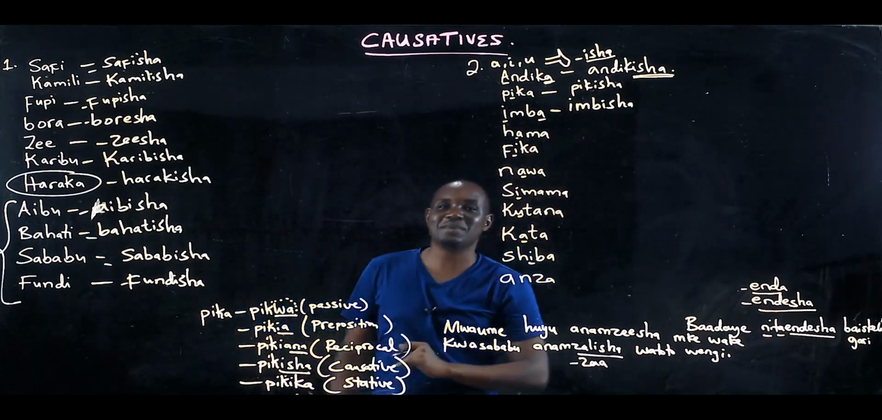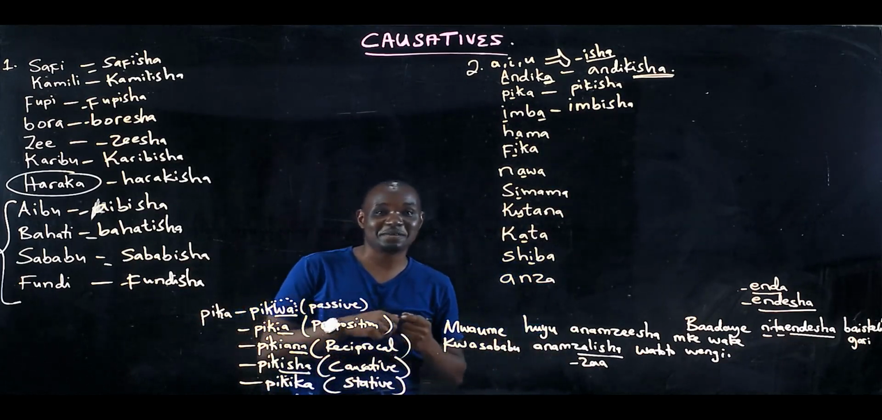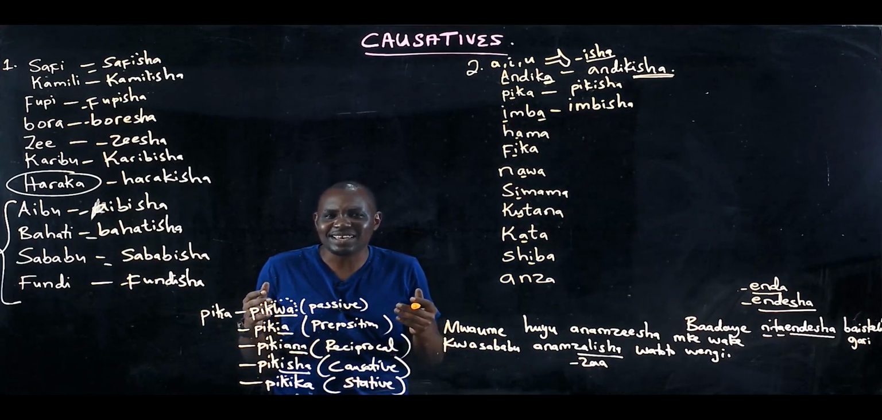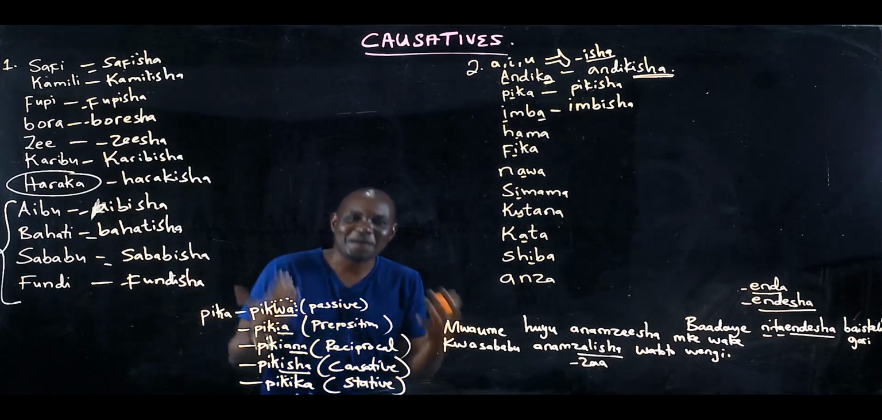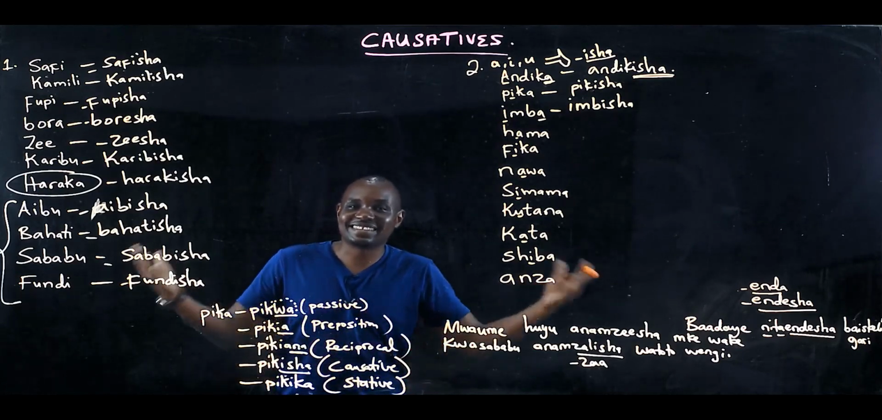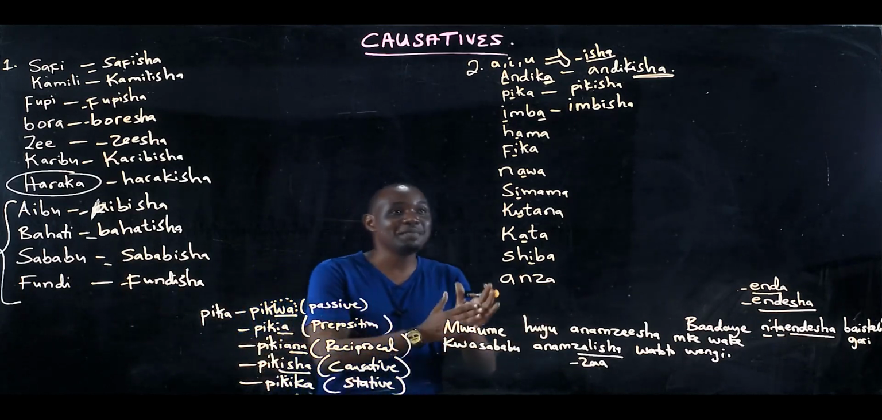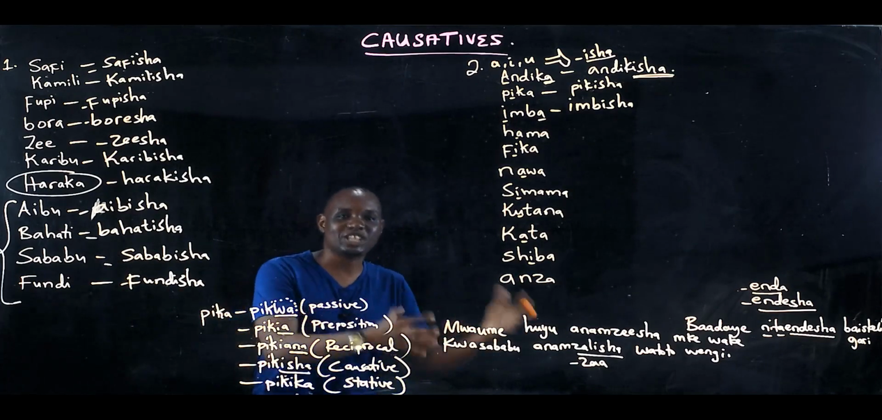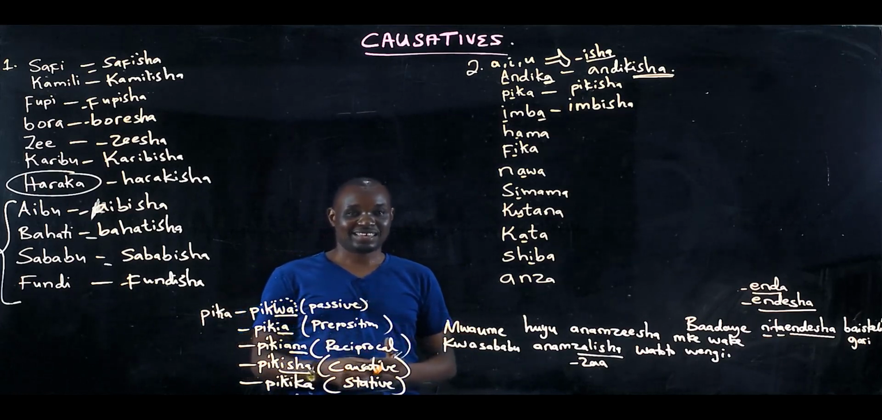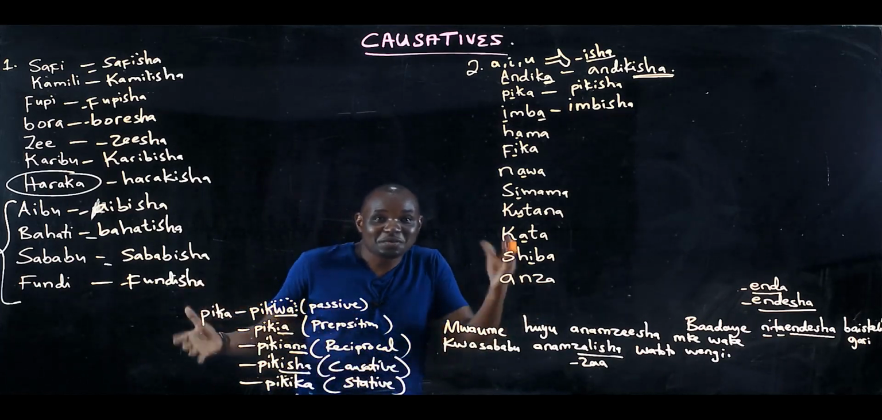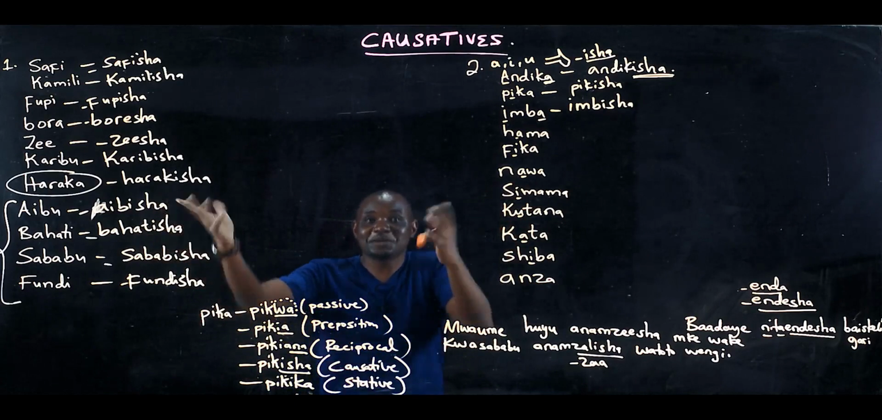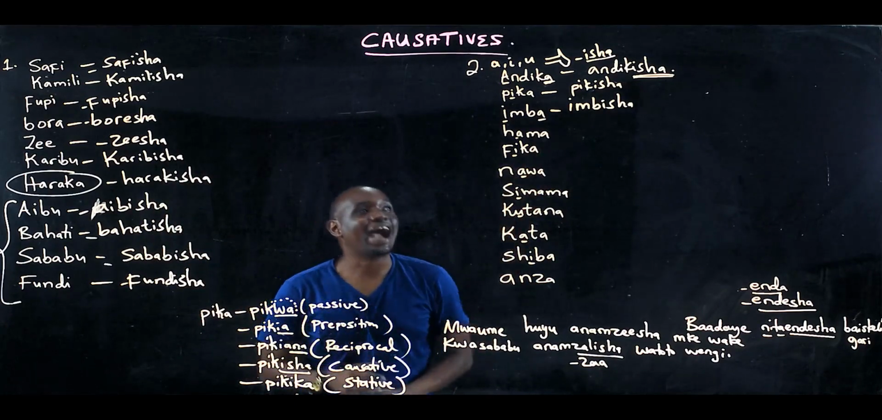So, what is imbisha? Imbisha is to make other people sing. Who makes other people sing? The choir master. He leads the song, right? The choir master, ana imbisha. He leads the song. He makes you sing. You know, when they do that, they make you sing, right?